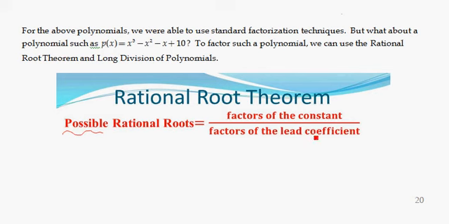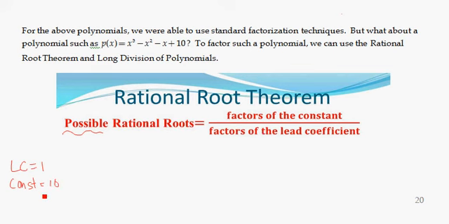So remember, the leading coefficient is the number in front of the highest degree term. So in this example, the leading coefficient is 1, and the constant term is the number without any variable associated with it. So in this case, that's a 10. So the constant is 10. So we're looking for all the possible factors of the constant. So we need to list all of the factors of 10.